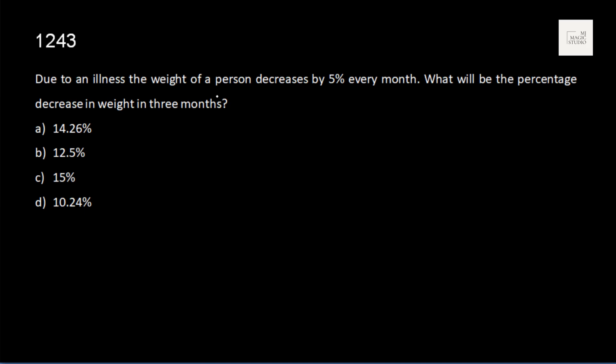Due to an illness, the weight of a person decreases by 5% every month. What will be the percentage decrease in weight in 3 months? So it is a continuous percentage change process, and since it is decreasing, we can work on recovery and can find the answer very quickly with the help of, yes, a calculator.